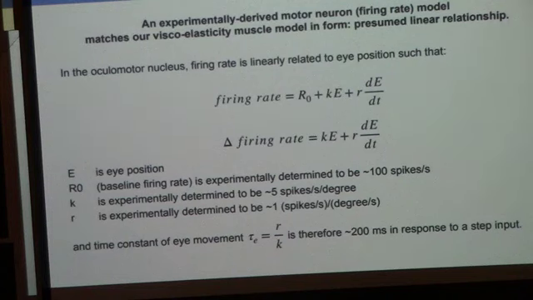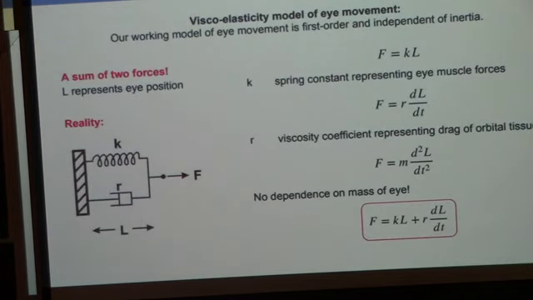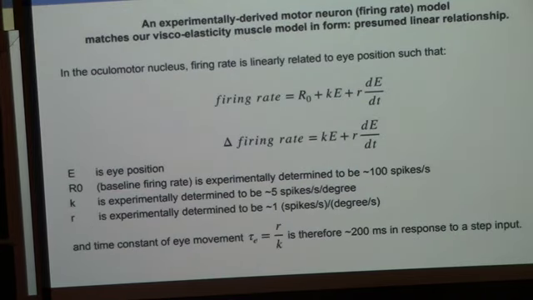Experimentally, they found that there was no dependence on the mass of the eye. They also looked at firing rate, and they had a very similar equation, where E is the eye position, and then we also have some baseline firing, and then some increased firing. Sorry, that's not the spring constant. That's just a constant, 5 spikes per second per degree. K is just a constant. R is just a constant.